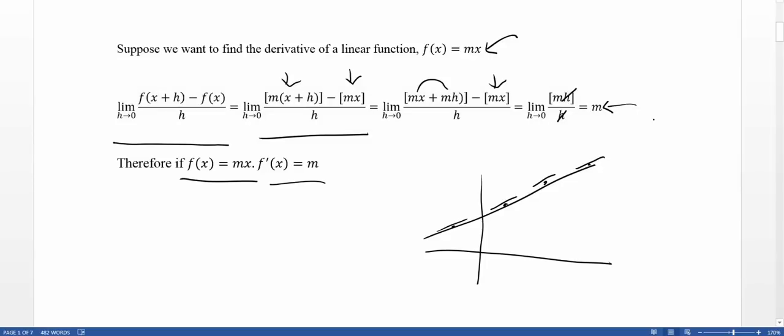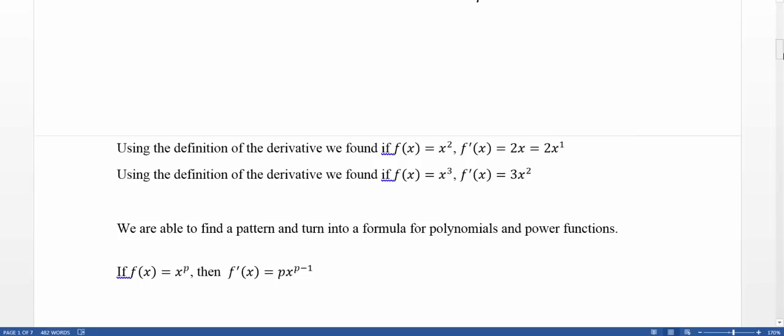Let's remember the two that we'd already calculated. Earlier in the term, we used the definition of derivative to find that f of x equals x squared has a derivative of 2x, which we can also write as 2x to the 1. Additionally, we found that the derivative of x cubed was 3x squared. When we add those to the two that we just talked about, the derivative of a constant and the derivative of mx, a pattern begins to form for polynomials and power functions.